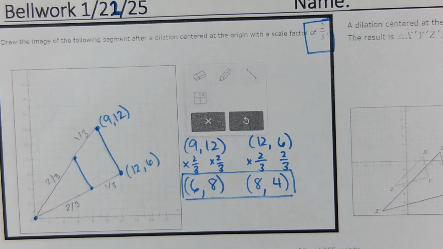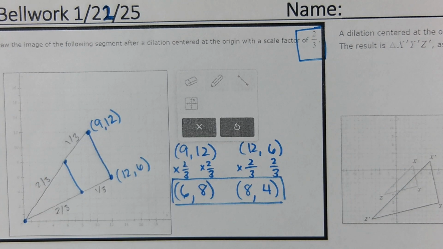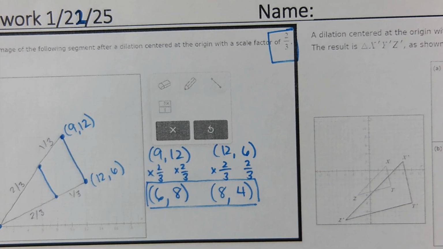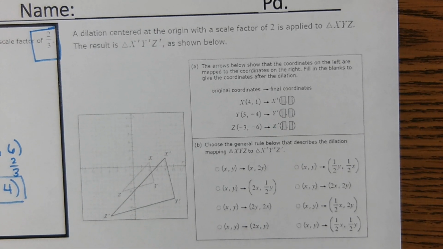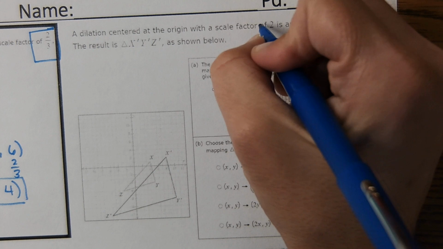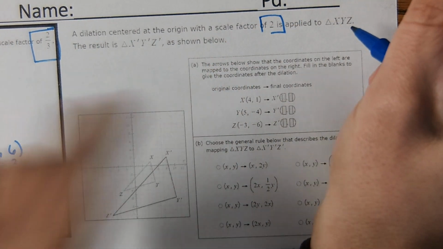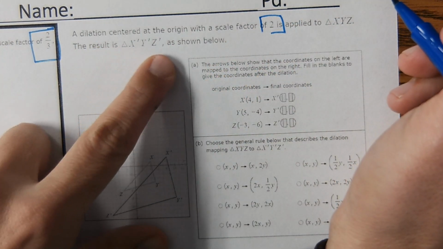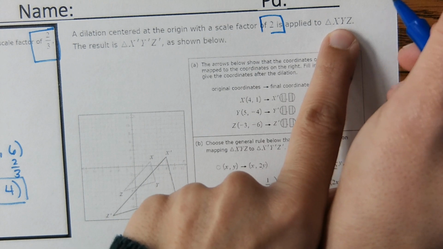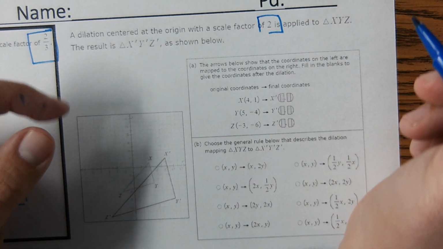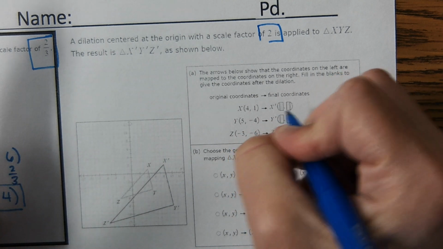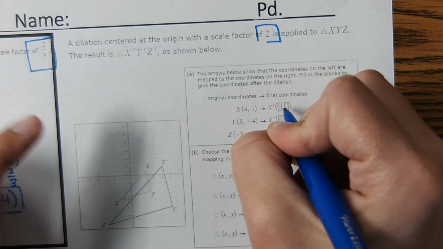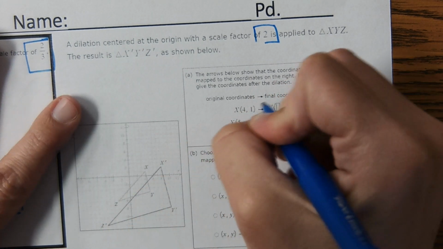Okay, and then continuing with the next one, same concept of dilation, just presented in a slightly different way. So sliding over here. Okay, so over here it says a dilation is centered at the origin with a scale factor of 2, is applied to triangle XYZ. The result is XYZ prime. So XYZ is always the original, and the one with the prime marks is the new one. So then looking at this, it wants us to pull the coordinates off the graph. The original one is at 4, 1, X prime is at 8, 2.